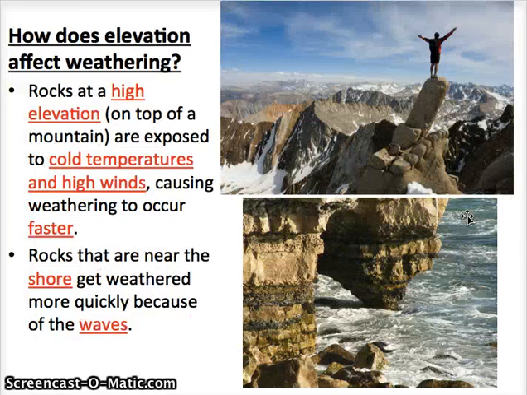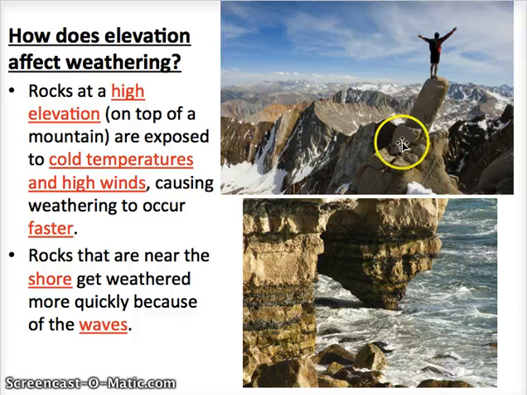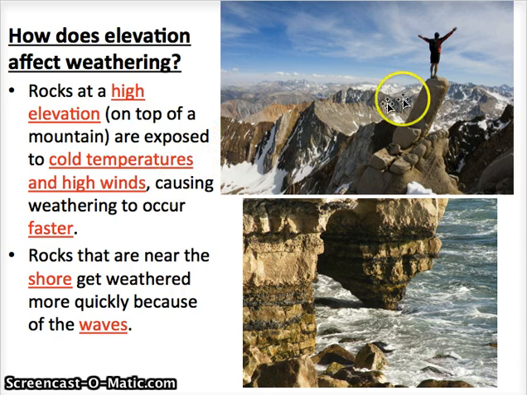Lastly, let's talk about elevation. Elevation is how high a rock is on the earth. Rocks that are really high in elevation, that means they're on the top of the mountain, will weather faster because at high elevation you have colder temperatures and lots of high winds, and the wind action will cause a lot of mechanical weathering, and the cold temperatures will cause the freezing and the ice wedging, and that's another type of mechanical weathering, so it's going to occur more frequently.